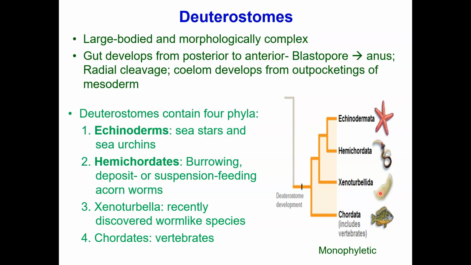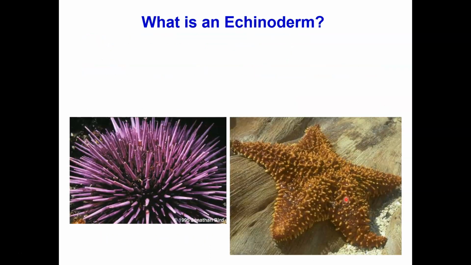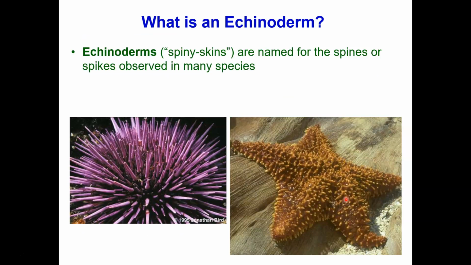All right. And you can say again, if you look at the cladogram, chordates are the most derived, or recently evolved, group of deuterostomes, right? All right, so first let's go piece by piece. Let's first talk about echinoderms.